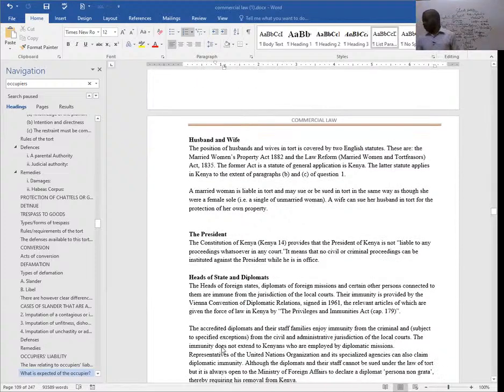Accredited diplomats and their staff and families enjoy immunity from criminal, civil or administrative jurisdiction of the local courts. The immunity does not extend to Kenyans who are employed by diplomatic missions. So, for example, if you work for a diplomatic mission, it doesn't mean that you are immune from court proceedings. You are simply an employee there, so you can still be held responsible.